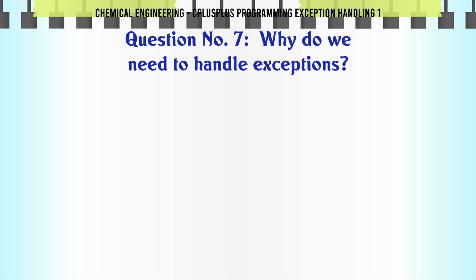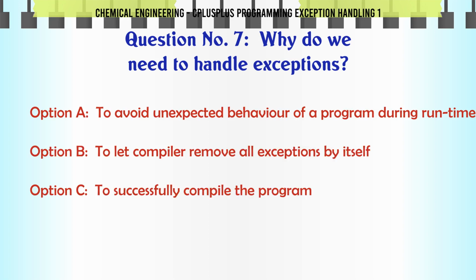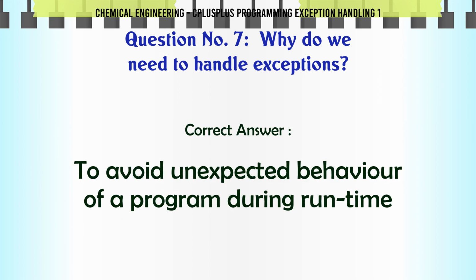Why do we need to handle exceptions? A. To avoid unexpected behavior of a program during runtime. B. To let compiler remove all exceptions by itself. C. To successfully compile the program. D. To get correct output. The correct answer is to avoid unexpected behavior of a program during runtime.